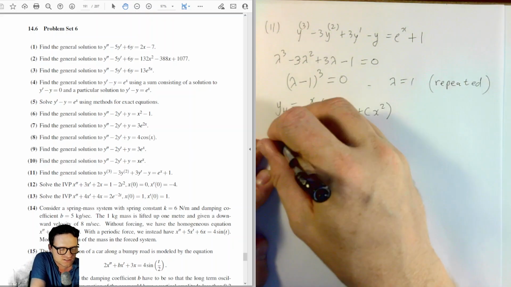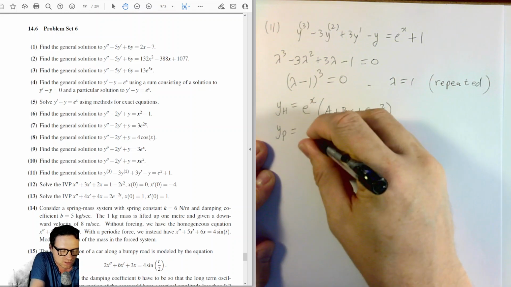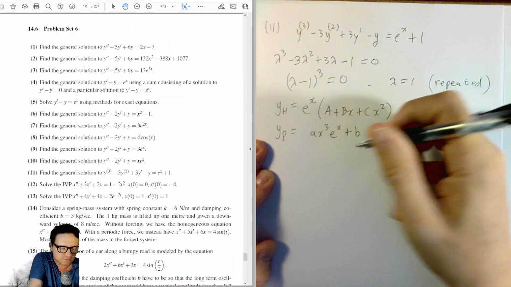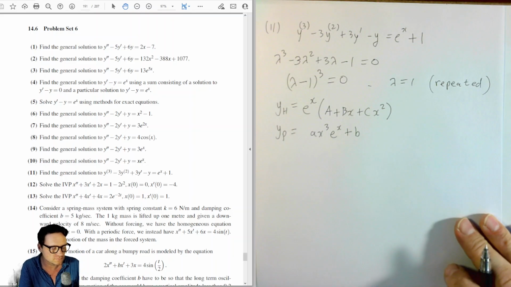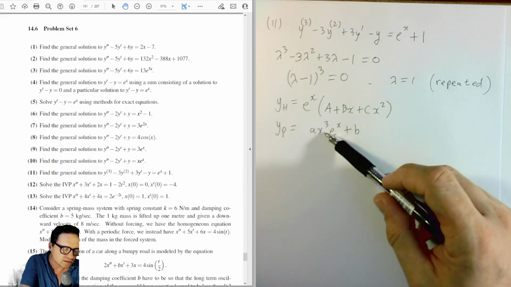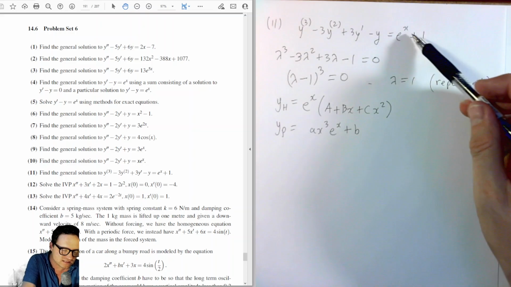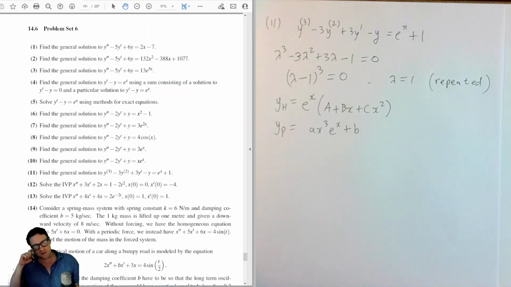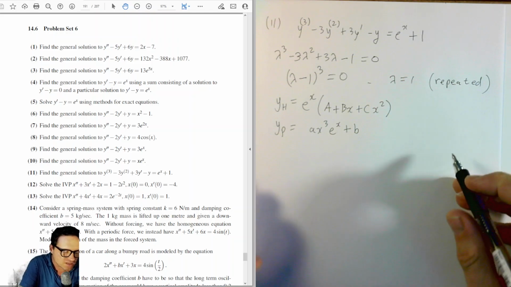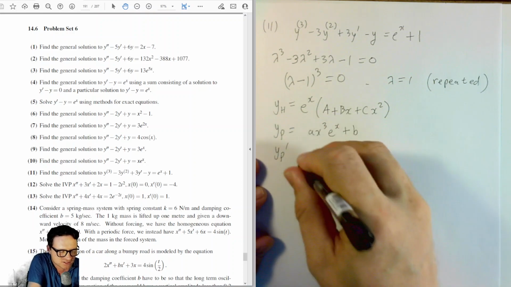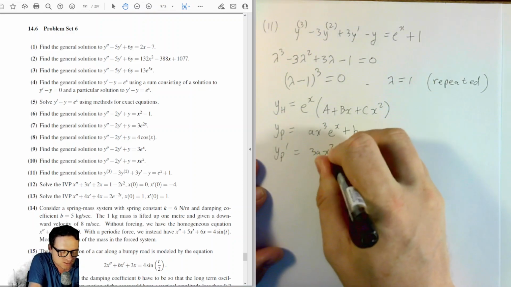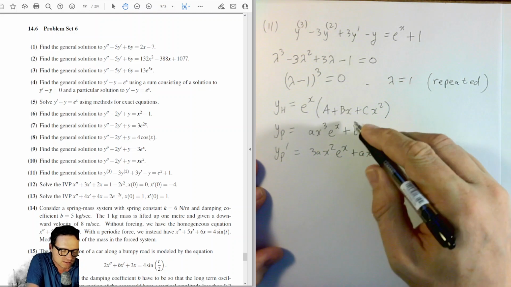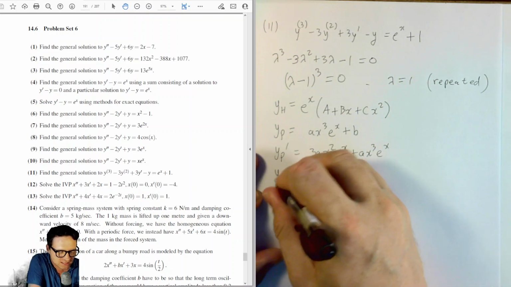Now, in the particular solution, we want to guess yp is equal to ax^3e^x + b. All right, now again, we need a cube term times e^x here because this is an e^x and we've got an e^x here. It's not a different number up there in the exponent. Okay, and so differentiating this, yp' is 3ax^2e^x + ax^3e^x, and then the derivative of this is 0.